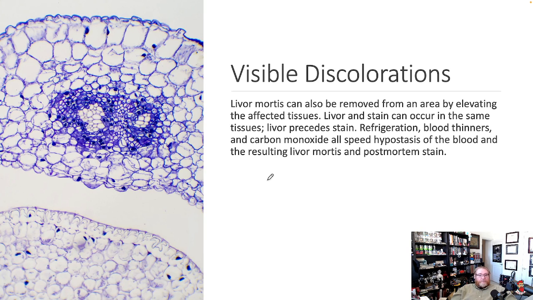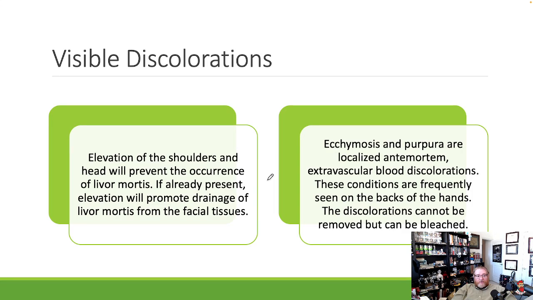Stain is stain. Refrigeration, blood thinners, and carbon monoxide all speed hypostasis of the blood and the resulting livor mortis and postmortem stain. If it is more liquid, it will flow quicker and it will pool that much faster. And if it breaks down, you have a problem. Elevation of the shoulders and head will prevent the occurrence of livor mortis. If already present, elevation will promote drainage of livor mortis from the facial tissues.